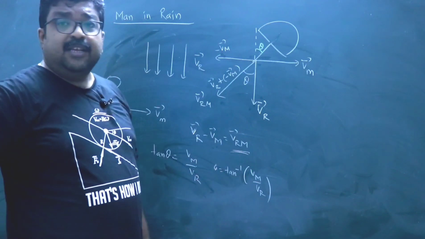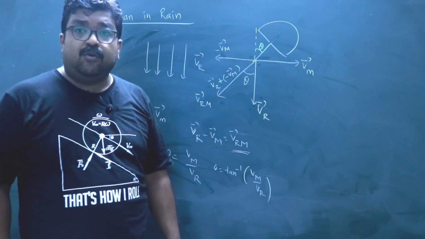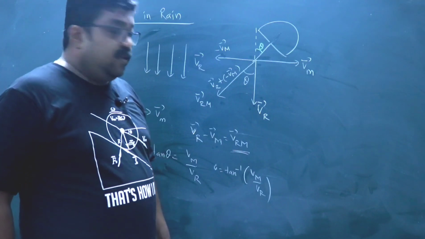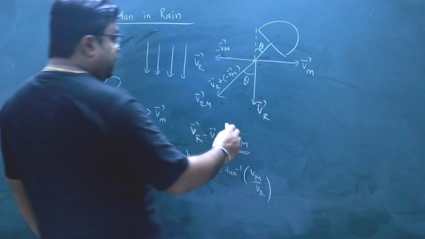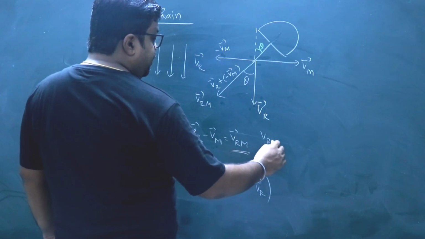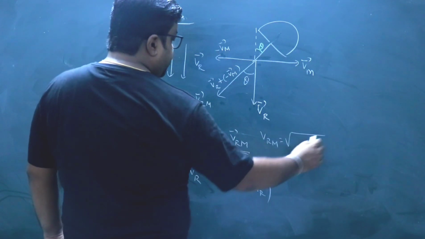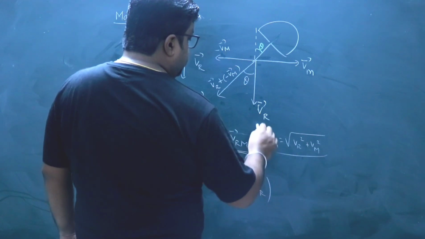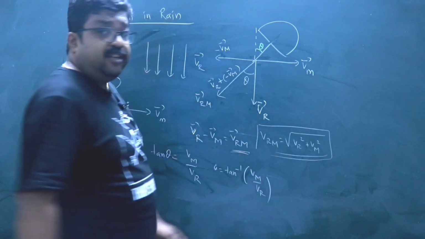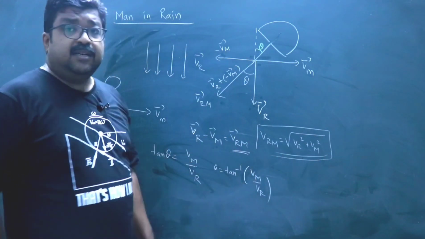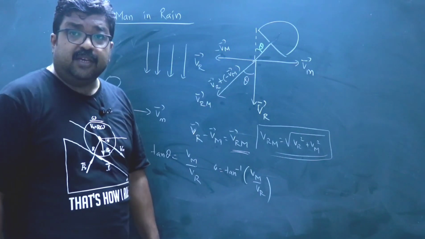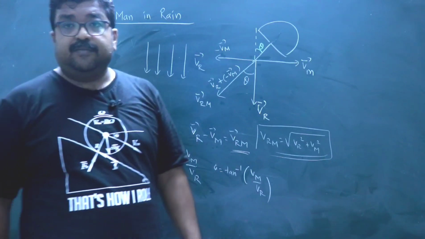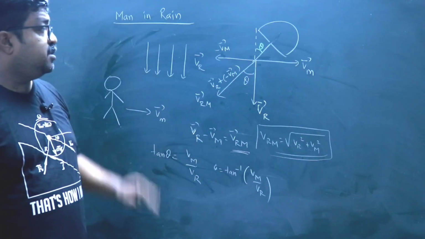So this is how you can calculate the angle at which the person needs to hold the umbrella. And how about the magnitude of the velocity? The magnitude of the velocity will simply be Vrm equal to the square root of Vr squared plus Vm squared. So this is how you can calculate the magnitude of the velocity, and this is the direction of the velocity. So this is one example of motion in two dimensions. I hope this concept is clear to you.